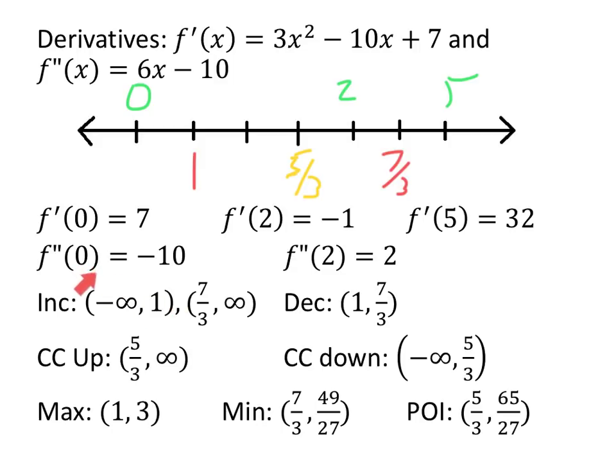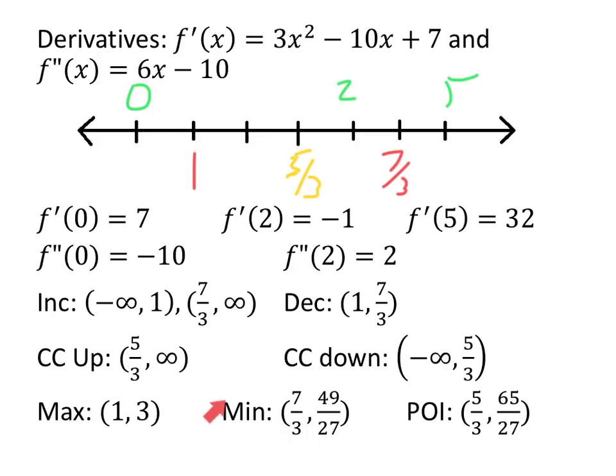The second derivative at 0 is negative 10. Second derivative at 2 is positive 2. This tells me that I'm concave down on the left, negative infinity to 5/3. Concave up on the right, because it's positive. Because, right, the second derivative on the left of 5/3, 1, this is concave down.